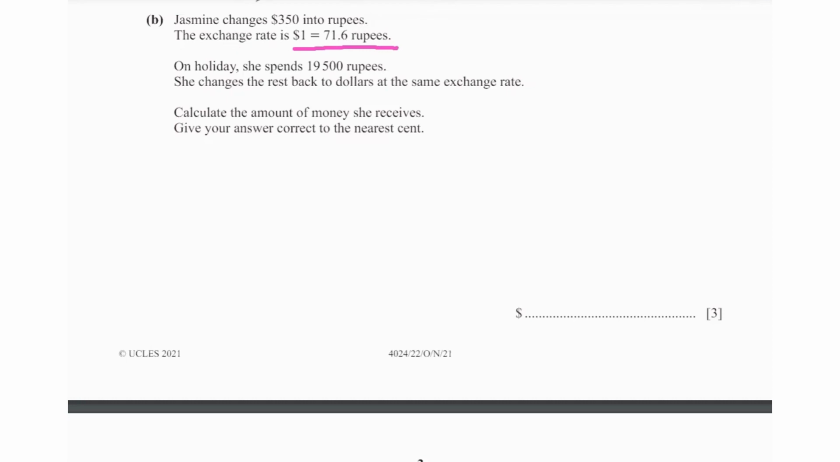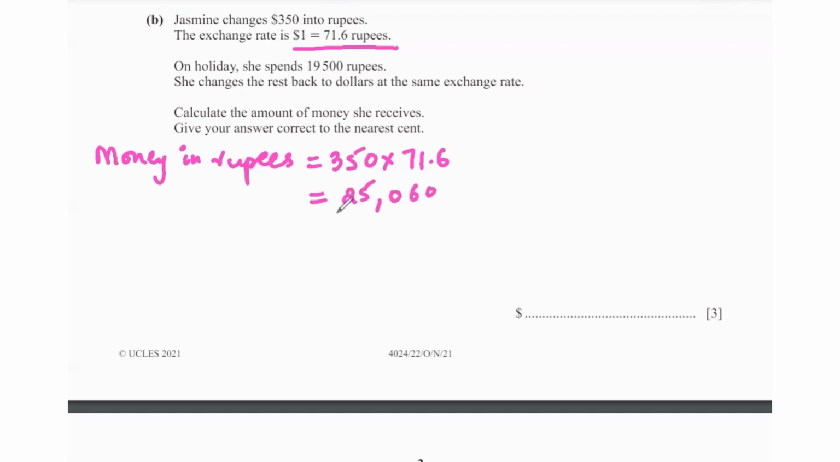So firstly, let's convert the $350 into rupees. So that will be money in rupees. It's going to be 350 times 71.6, because if $1 equals to 71.6 rupees, $350 would be 350 times 71.6, which is going to equal to 25,060 rupees.